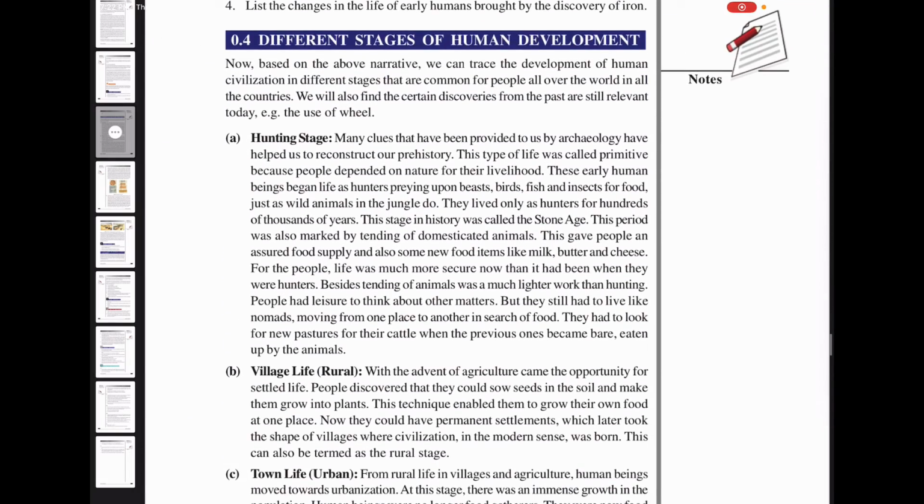Different stages of human development. Now, based on the above narrative, we can trace the development of human civilization in different stages that are common for people all over the world, in all the countries. We also find that certain discoveries from the past are still relevant today. Example, the use of wheel.